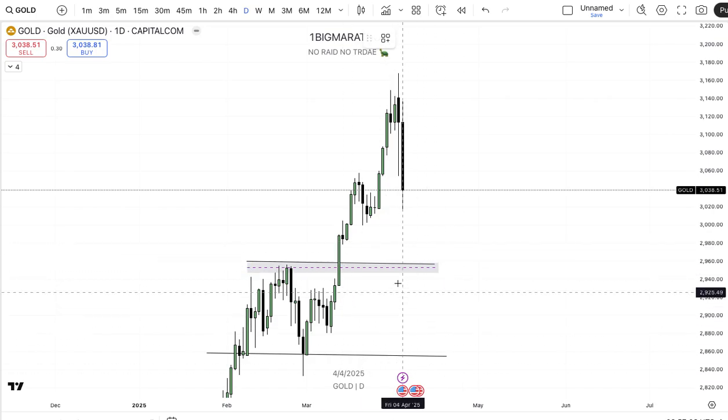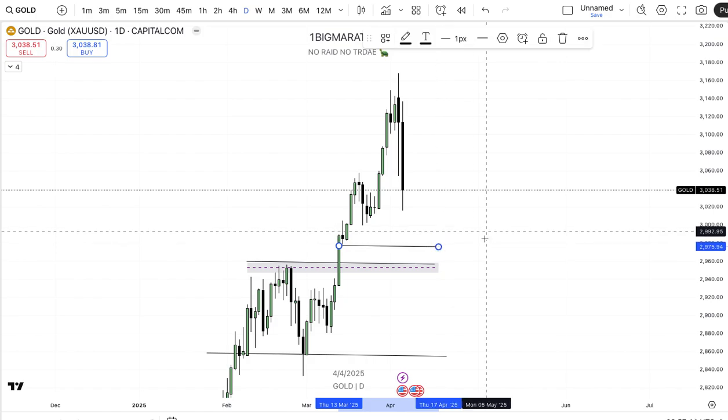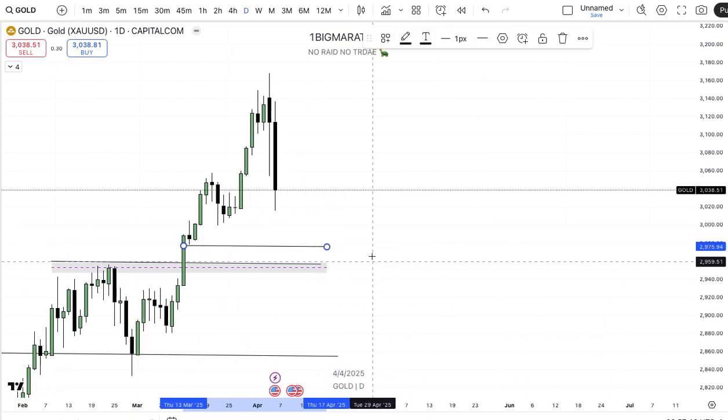So around this level here, I have liquidity sitting here. So with everything with me, this is the move that happened yesterday on NFP. So you see right here is a 1 day time frame.